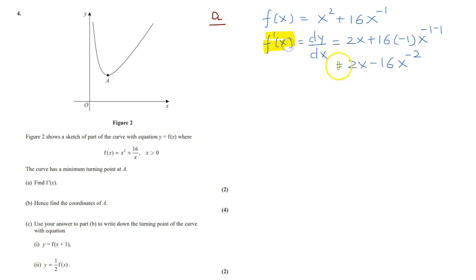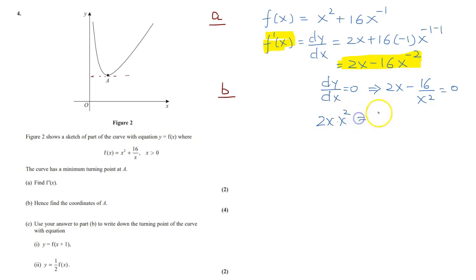So f dash x is this. Now part B. Hence find the coordinate of A. It's a turning point, so the slope is 0. It means dy over dx is 0. This means 2x minus 16 over x square is equal to 0. So we can write 2x multiplied by x square is equal to 16. We divide it by 2. So x cube is equal to 8, which implies that x is equal to 2.